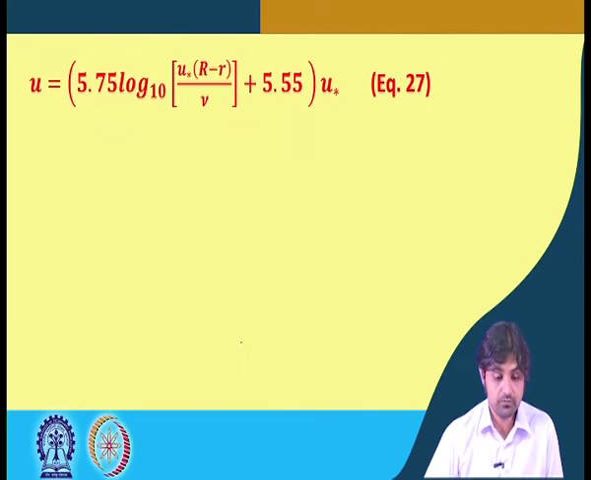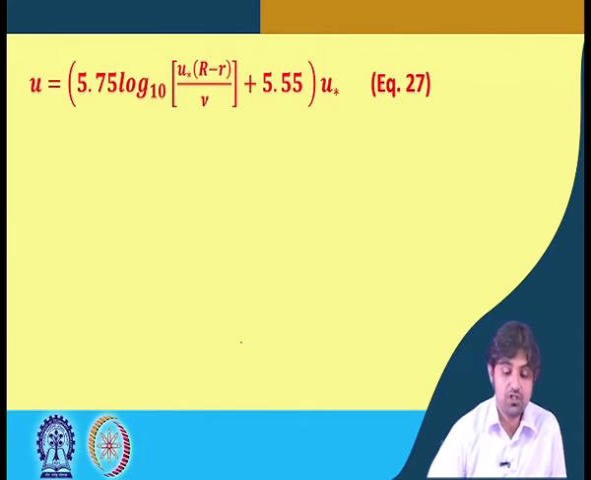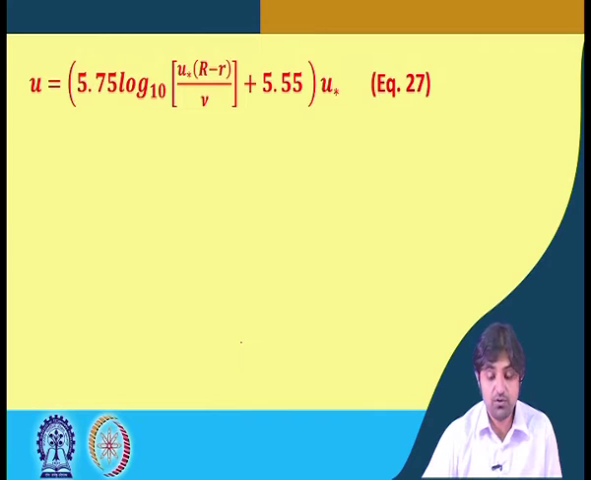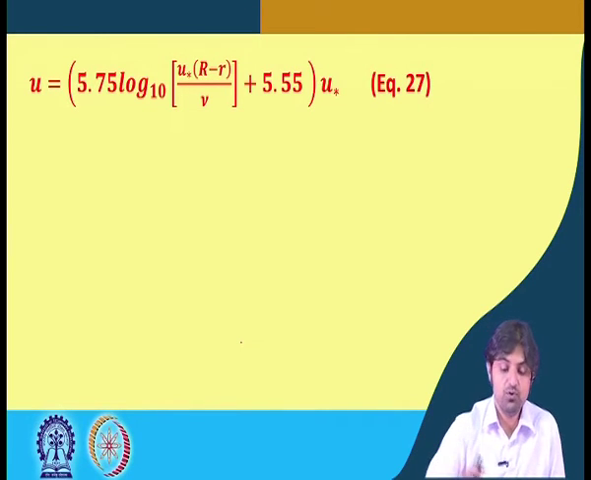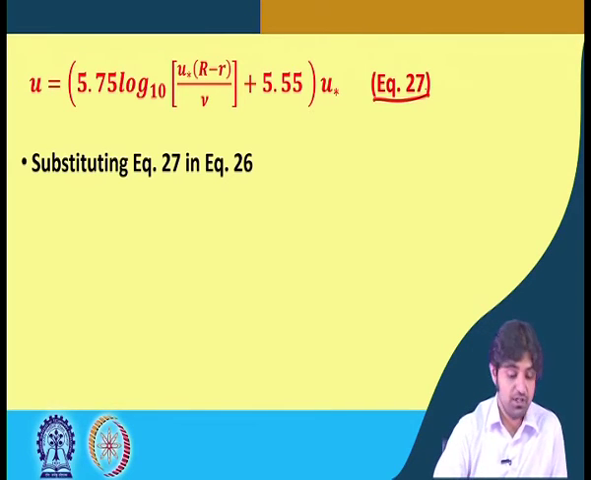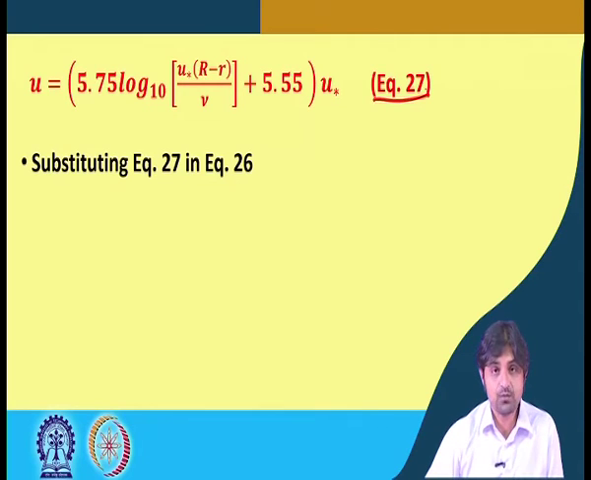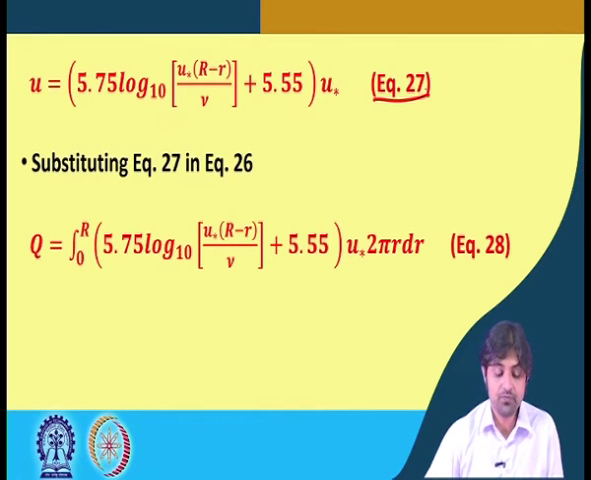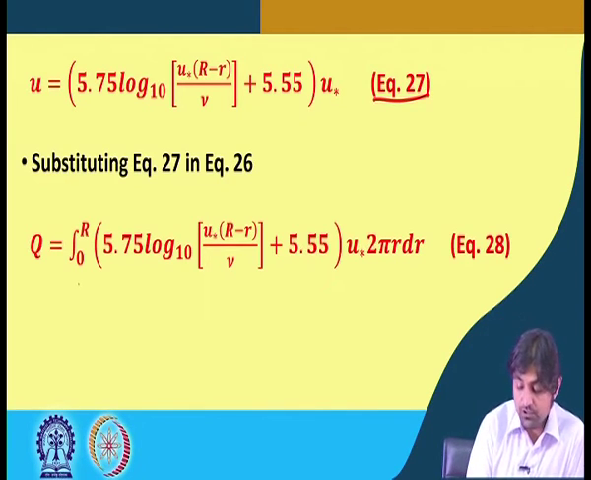or we can also write u is equal to 5.75 log base 10 u star (R minus r) by nu plus 5.55, into u star. So, what we did, we took u star to that side. Now, if we substitute this equation 27 in equation number 26, okay, it will become integral 0 to R.